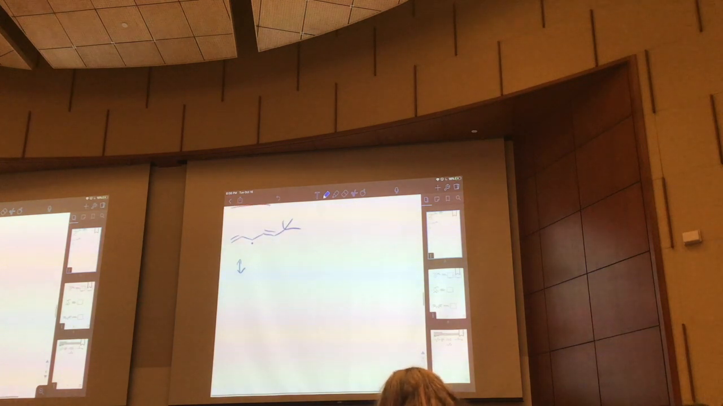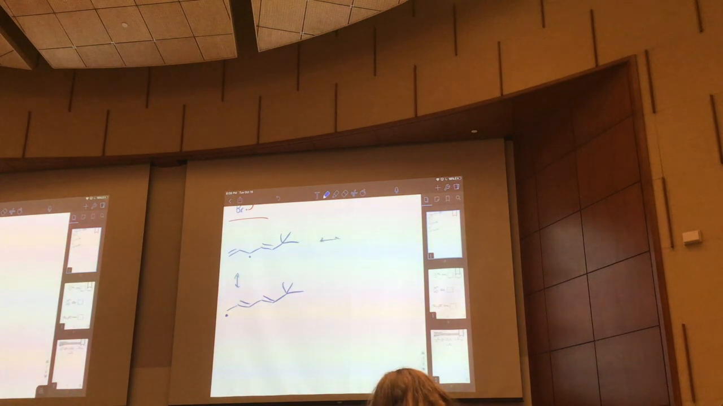What you have to do is imagine that they're flip-flopping. So the radical's going to go over here, and the double bond's going to fill the space. So we're just going to switch them around. Double bond here, double bond here. So we just move the radical over. So that's one resonance contributor.